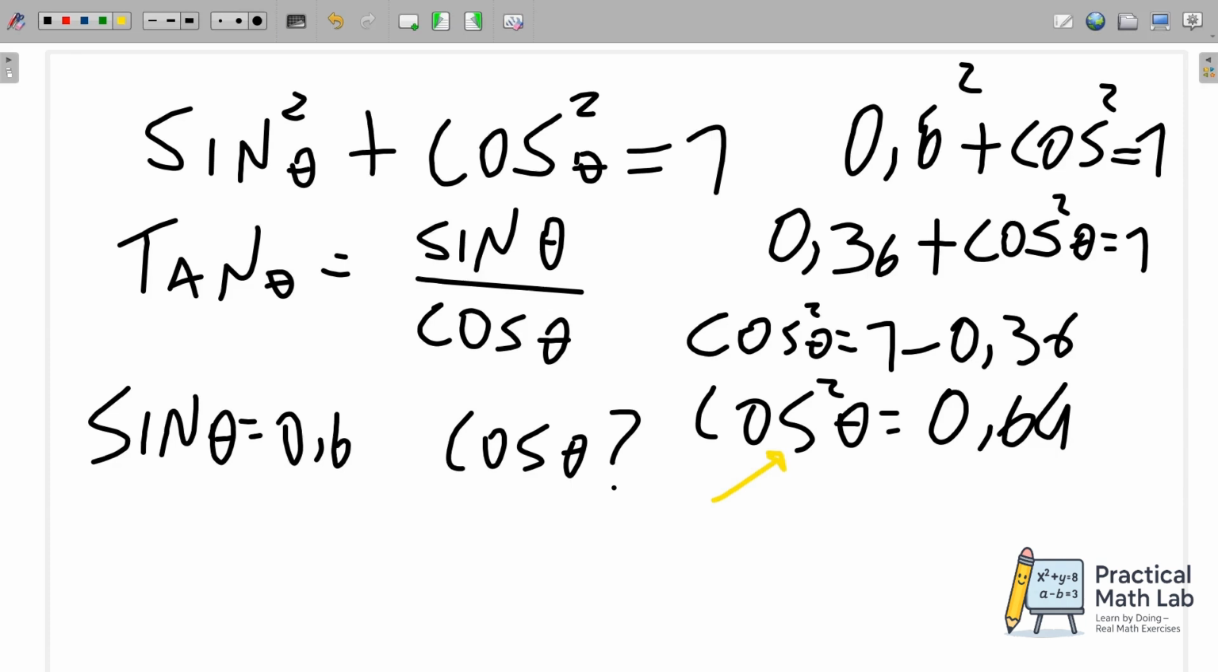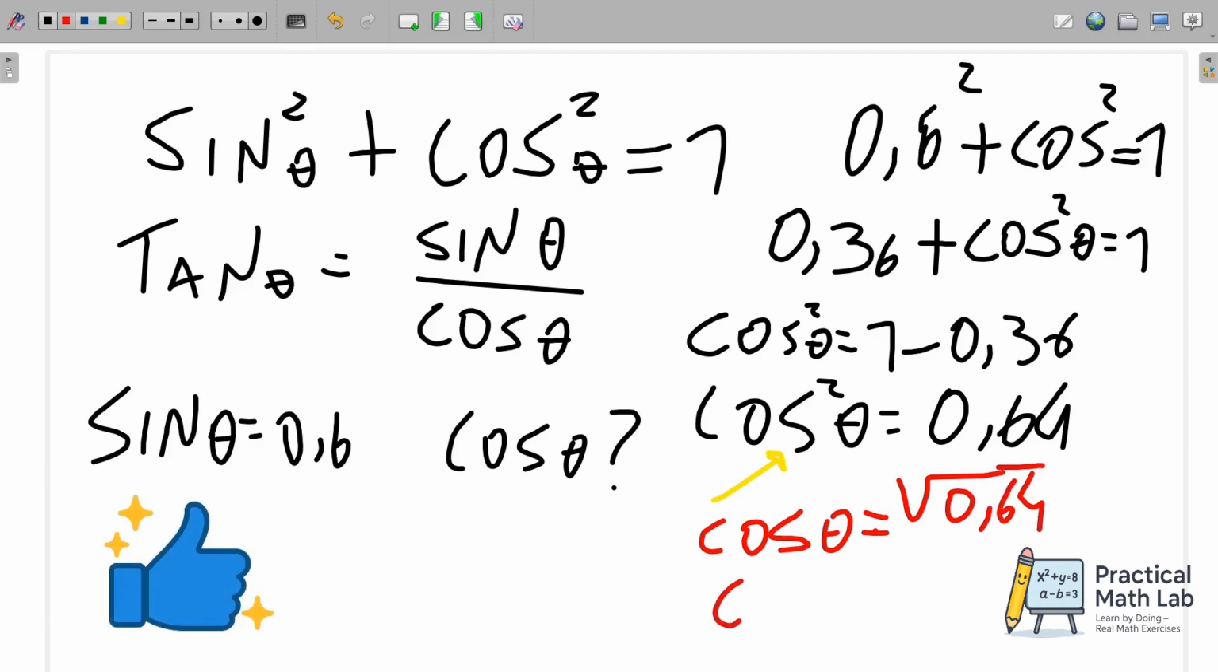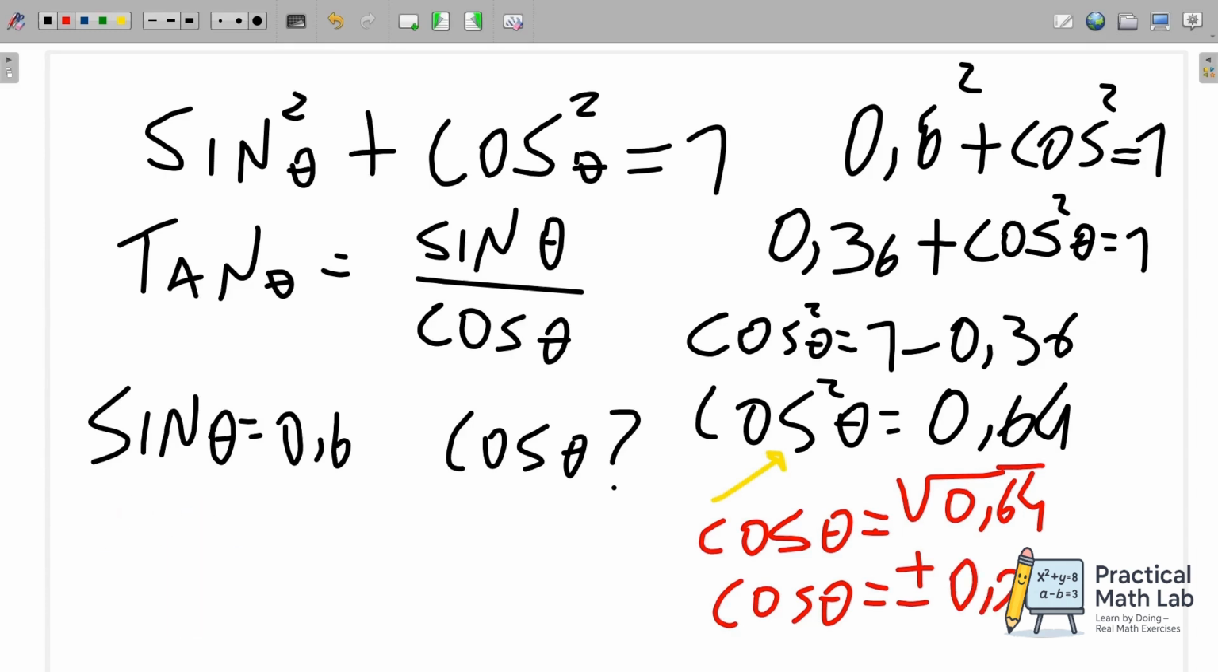Since here the exponent goes to the other side as a root, the cosine of the angle is equal to the square root of 0.64. So the cosine of the angle is equal to plus or minus 0.8. And why plus or minus? Because the square of a number is always positive.